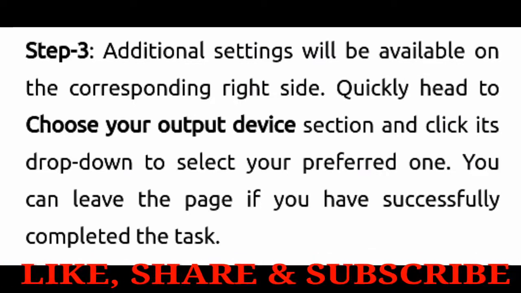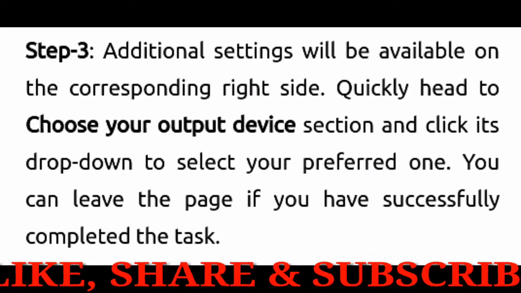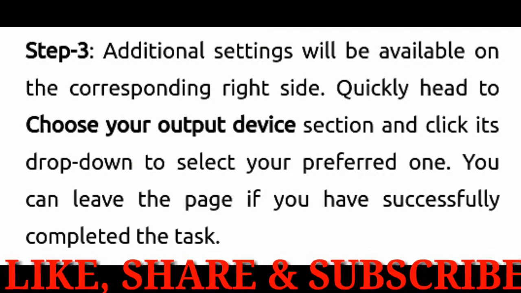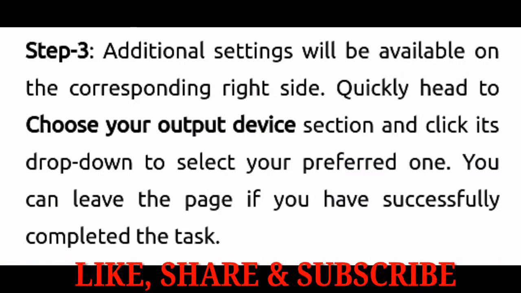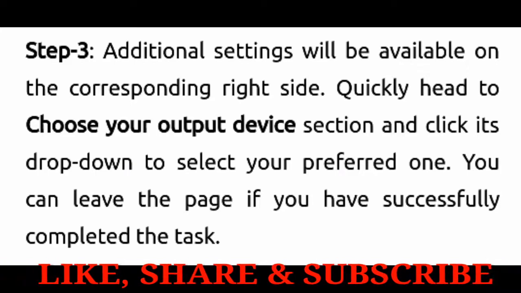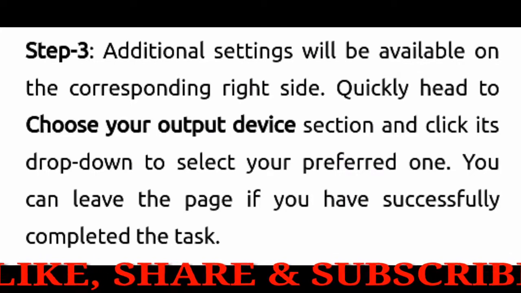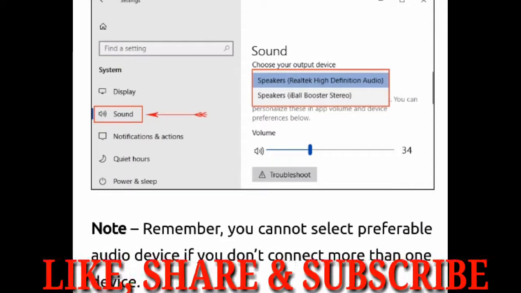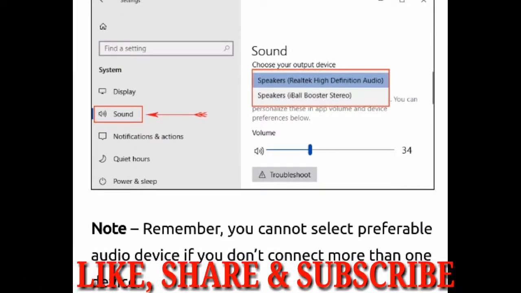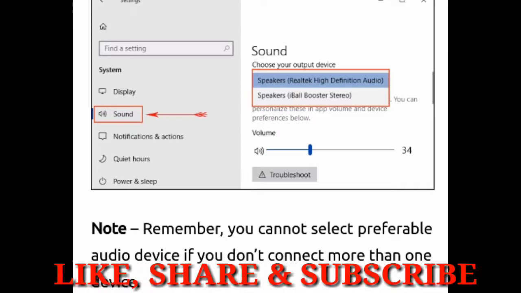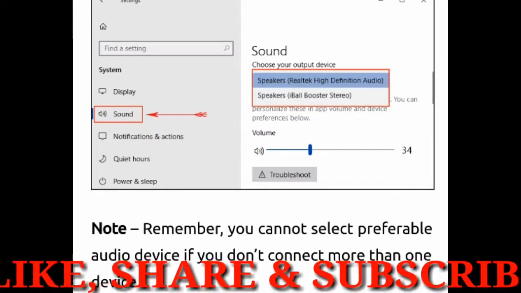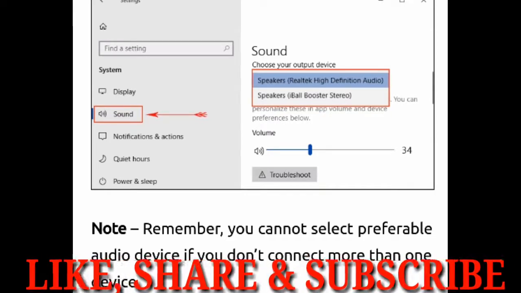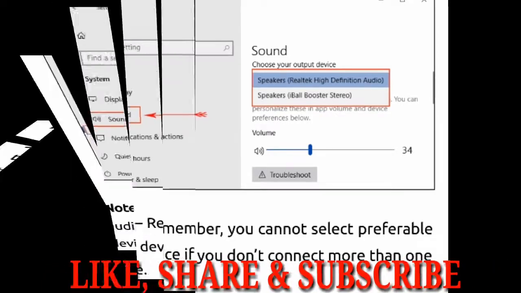Step 3. Additional setting will available on the corresponding right side. Quickly head to choose your output device section and click its drop down to select your preferred one. You can leave the page if you have successfully completed the task. Look at the picture. Note, remember you cannot select preferable audio device if you would not connect more than one device. More methods are available, do the same. If you find this one difficult, you can try the next one.